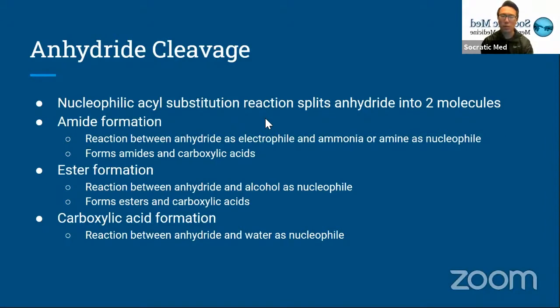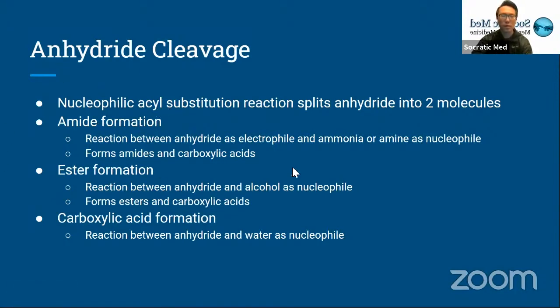So like I said before, you can interconvert the carboxylic acid and its derivatives. So you can change an anhydride into an amide when you react an anhydride with ammonia or an amine. What happens is the anhydride reacts as an electrophile, and the ammonia or the amine as the nucleophile, and this splits the anhydride into two. So you form one amide and one carboxylic acid from an anhydride group when that happens.